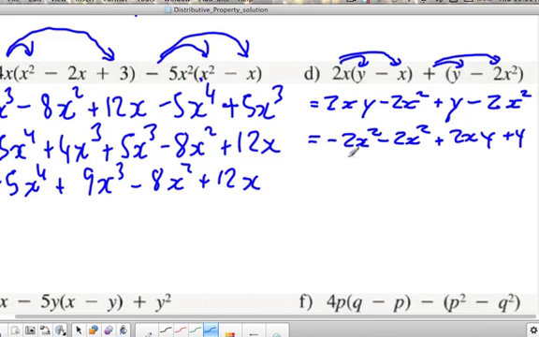The only thing we can add or subtract are the first two terms here. So negative 2x squared minus 2x squared is negative 4x squared. And then write plus 2xy plus y.